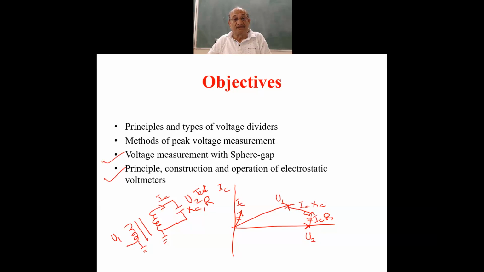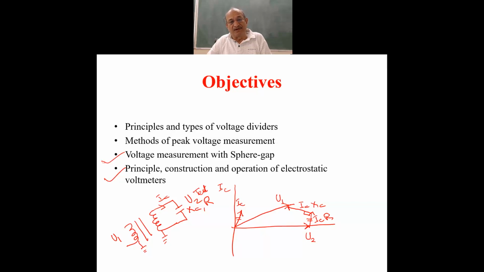But there were two disadvantages. One, that every time you want to measure the voltage, you fix a gap, then you produce a breakdown. Without making a breakdown in the air, you cannot know the magnitude of the voltage being applied.